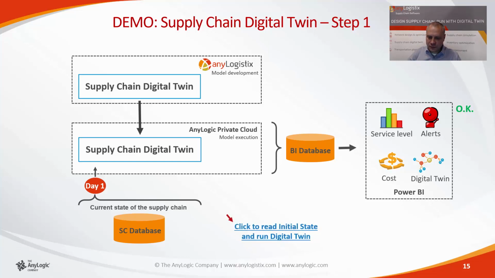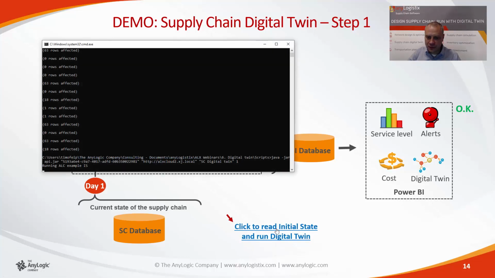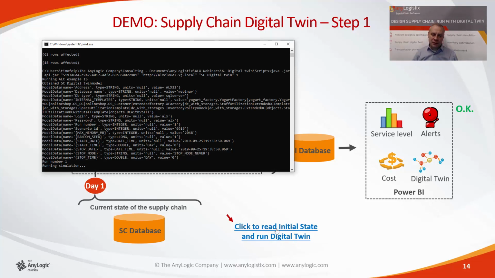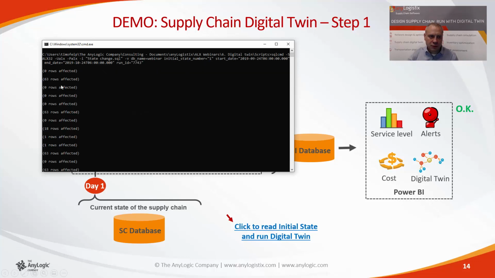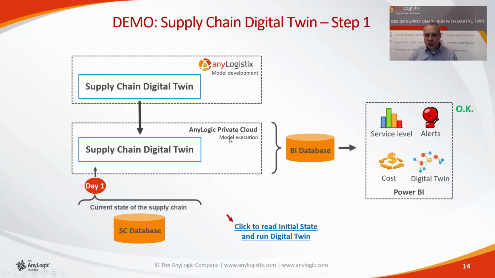Now to do this, to change the initial state, to read the initial state and run digital twin, we have to just click this link. This link runs the script which consists of 2 parts. The first part, this one, just changes the initial state, and then the second one executes the digital twin in the cloud. Now let's go to the Power BI to look at the results.